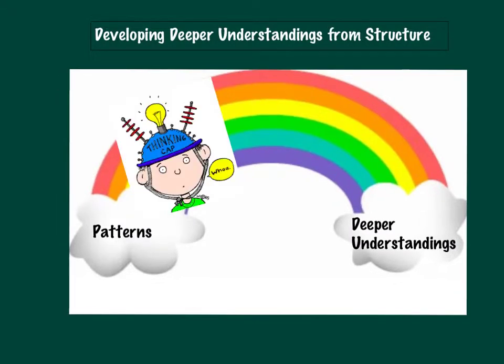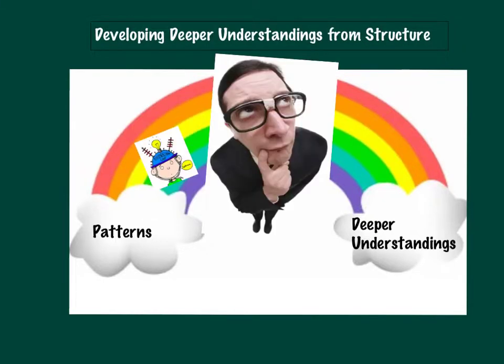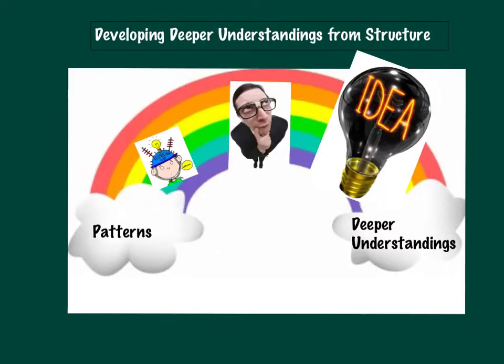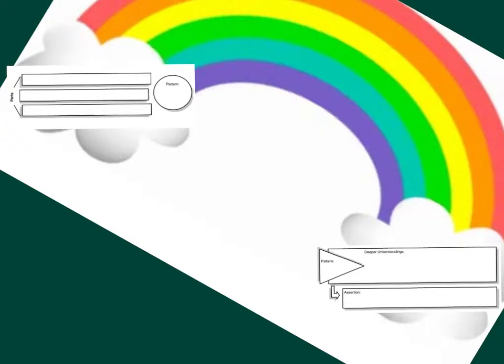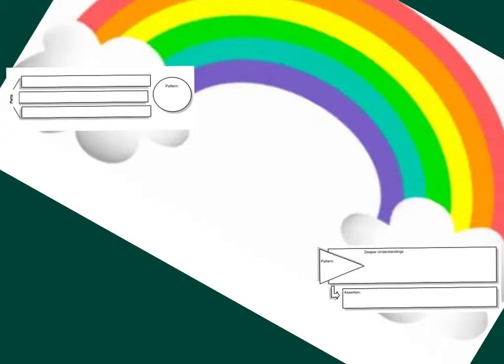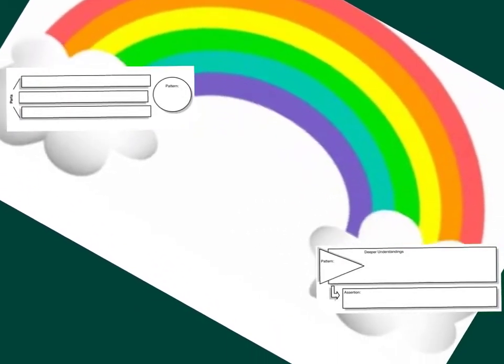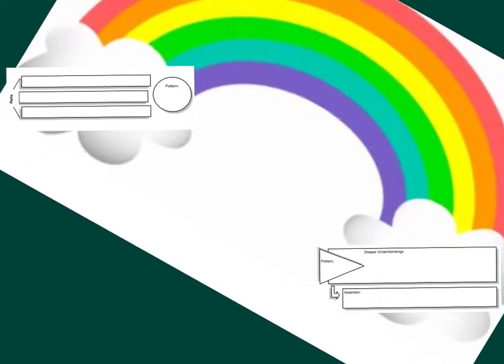Anybody? You have to put on your thinking cap. Think long and hard. Hopefully you'll end up with a great idea. So here's what our thinking rainbow might look like for structure. We're going to take the pattern that we identified, think about it in the rainbow, and then end up with a deeper understanding. So this is how you do that.